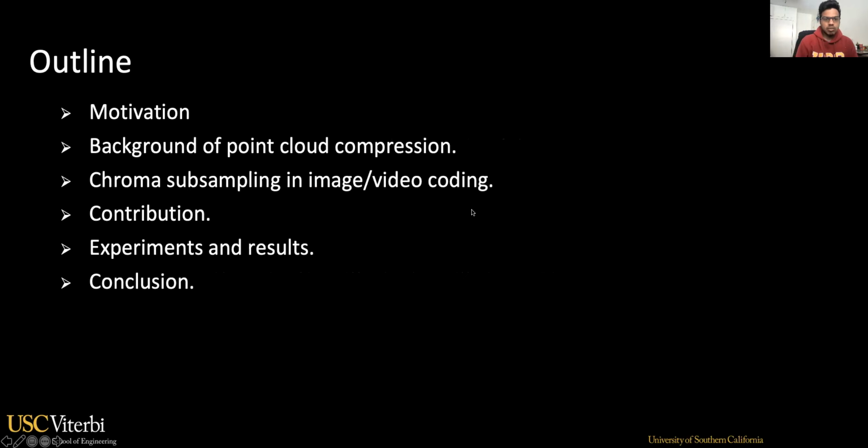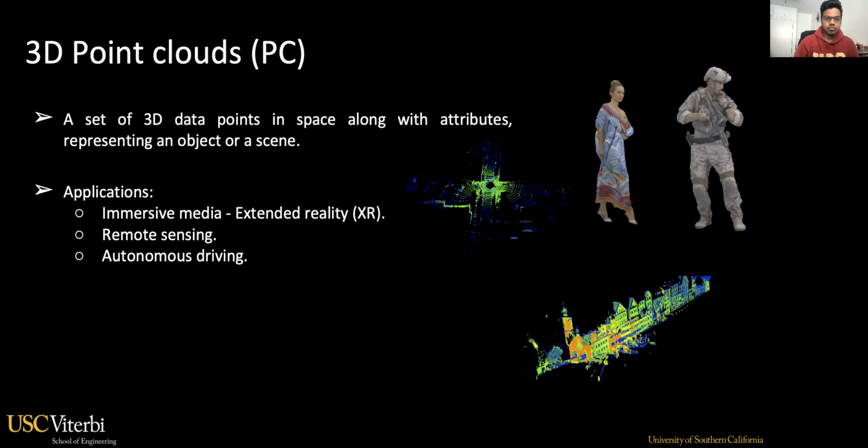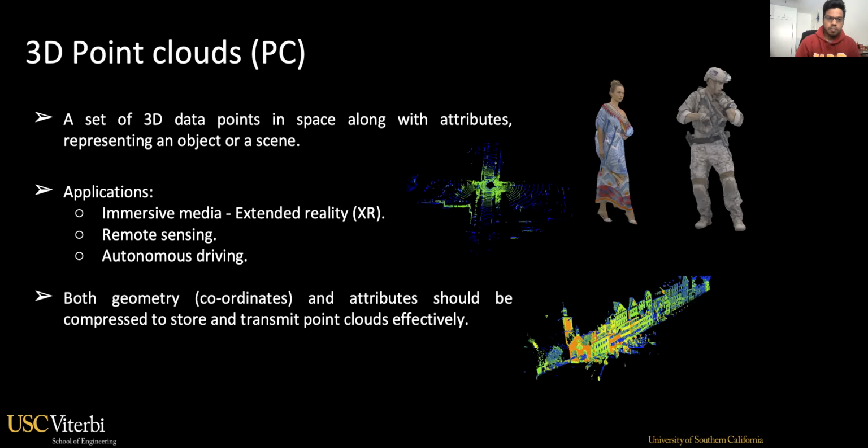After briefly explaining the background of point cloud compression and motivation, I'll explain our contribution along with experiments and results. Point clouds are a set of 3D data points in space along with their attributes representing an object or a scene. Nowadays, point clouds are extensively used in immersive media technologies such as extended reality and augmented reality, and also in remote sensing and autonomous driving.